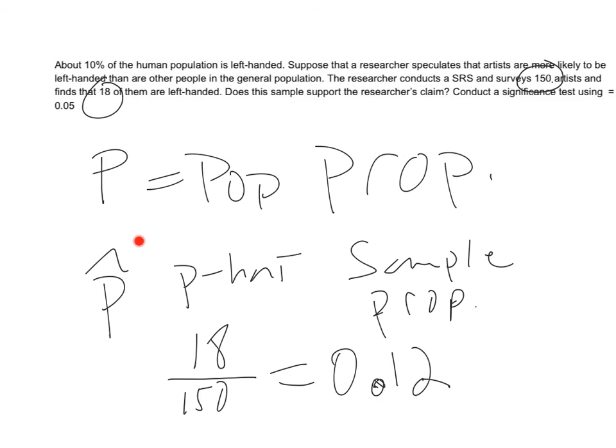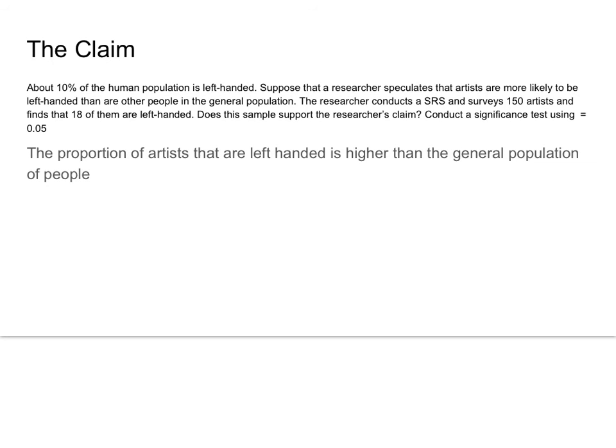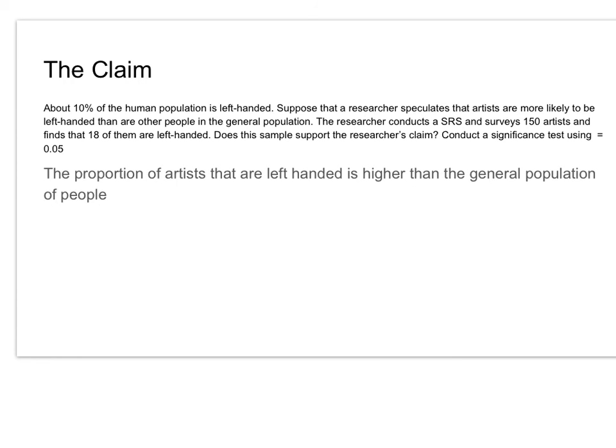So p-hat is the sample proportion, and you always do the part over the whole. The bigger number will go on the bottom. That's one way to tell that too. Okay? So as we did before, the first thing you want to do is ask, what's the parameter of interest? Well, it's the proportion of artists that are left-handed, and how do they compare to the proportion of left-handed people overall? So here's what the researcher's claiming, so that's what we're going to work around.